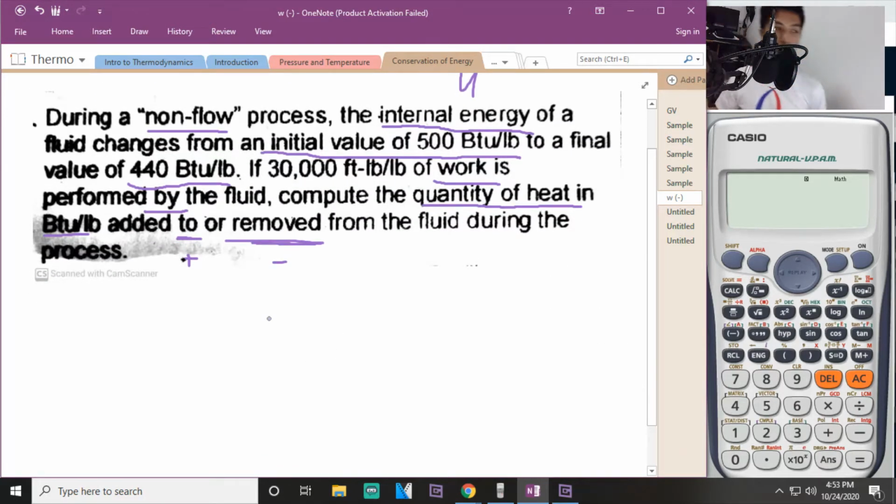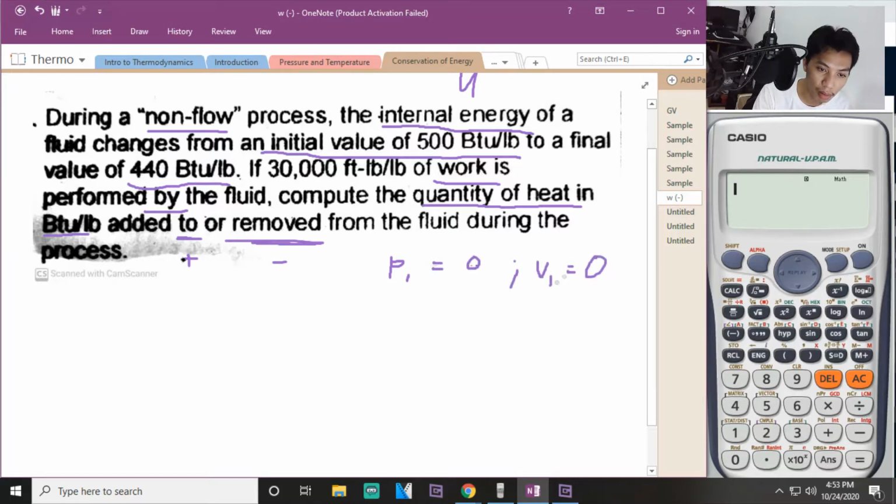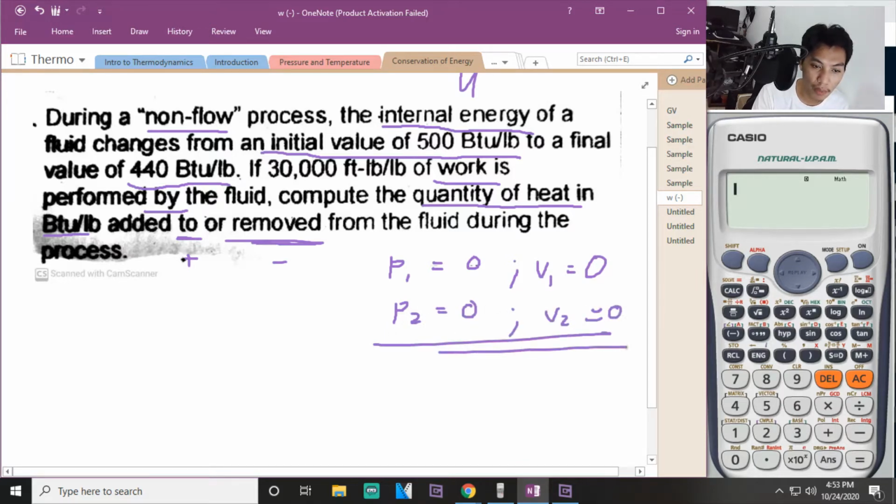So, closed system yan. Wala kang flow. Ibig sabihin, kapag non-flow, wala kang P1 and V1. May given ba dyan P1 and V1? Wala, 0. P2, 0. Ay, wala kang mga given na ganito. Non-flow, wala ka namang velocity dyan. Wala, 0 pa rin. Wala ka rin V2, 0 pa rin.